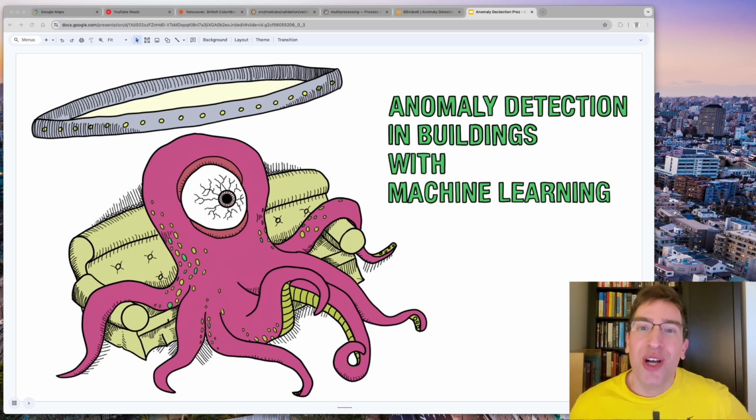Buildings are full of data, from temperature and humidity levels to energy consumption and occupancy patterns. This constant stream of information offers a valuable window into a building's health and efficiency. Anomalies, deviations from the expected behavior in this time series data, can be crucial for building management. Anomaly detection plays a vital role in identifying these outliers.